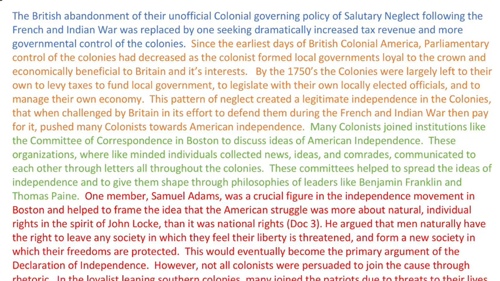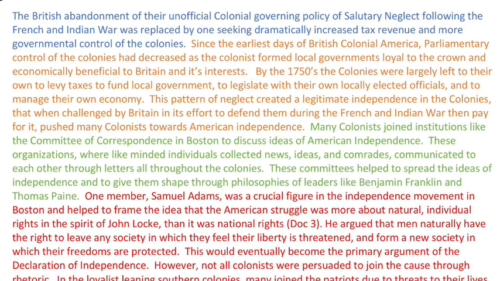So I say, since the earliest days of British colonial America, parliamentary control of the colonies had decreased as the colonists formed local governments loyal to the crown and economically beneficial to Britain and its interests. By the 1750s, the colonies were largely left to their own to levy taxes, to fund local government, to legislate with their own locally elected officials, and to manage their own economy. This pattern of neglect created a legitimate independence in the colonies that, when challenged by Britain in its effort to defend them during the French and Indian War, then pay for it, pushed many colonists towards American independence.